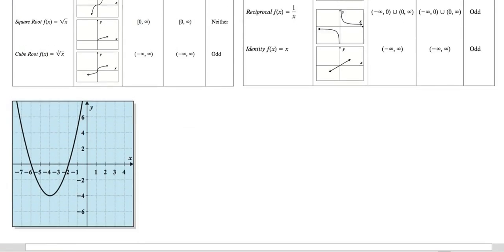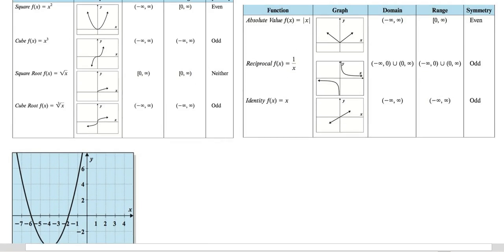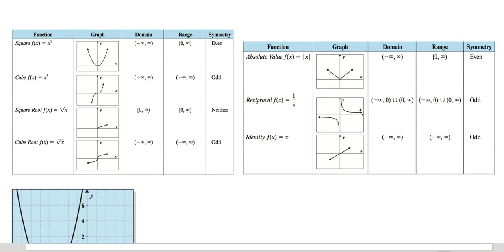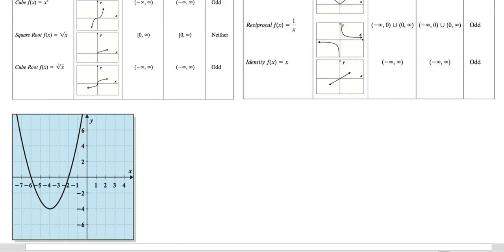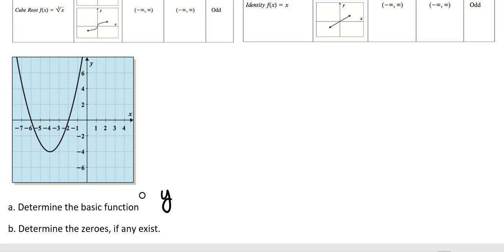Our first problem says, determine the basic function. All they're asking for here is look at the shape and decide which of those 7 functions it looks like. Well, that's definitely a parabola, right? So I come up here and I say a parabola is my square function. I can see that's the graph of a parabola, so that's my basic function. I have to memorize that the basic function for a parabola is y equals x squared. We call this a square function.